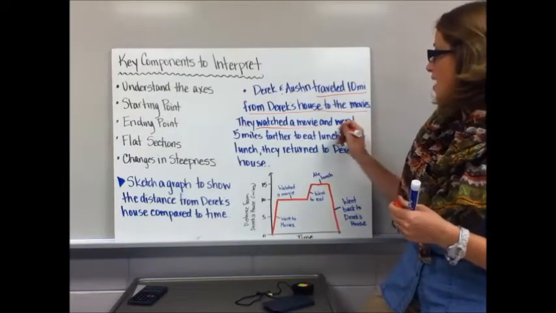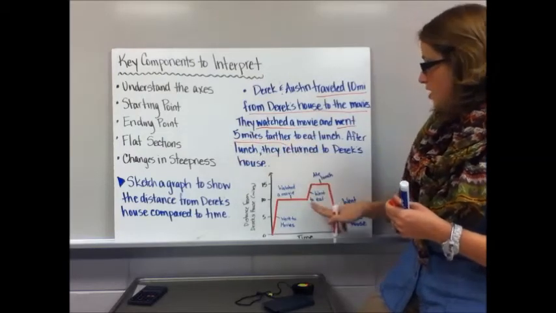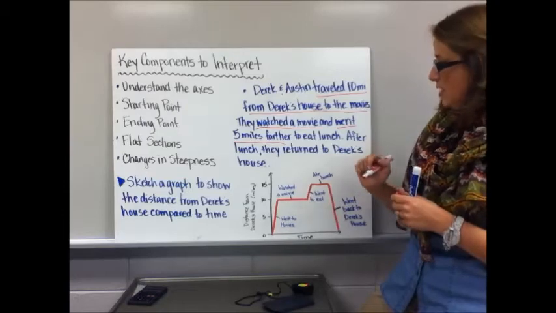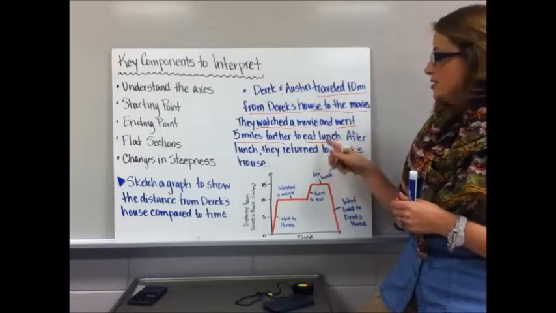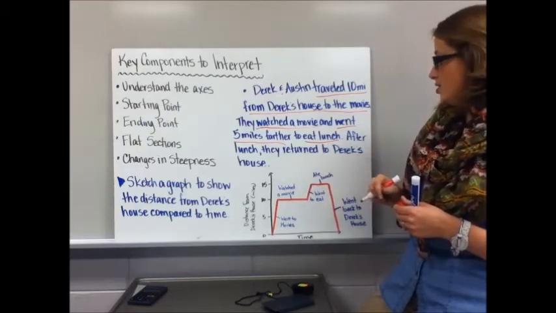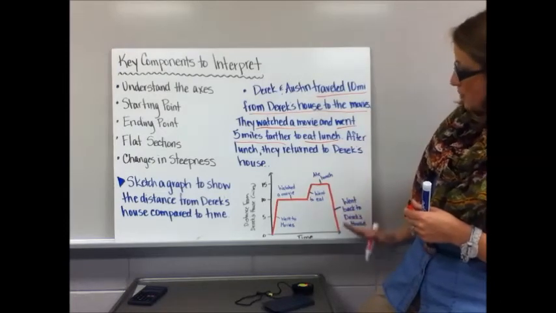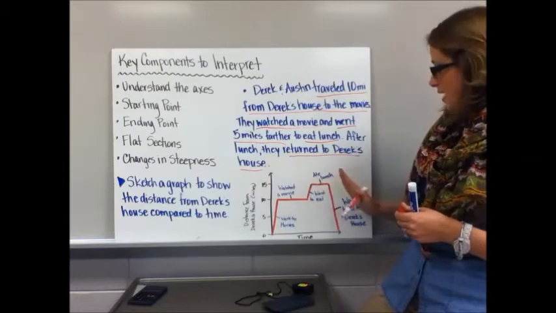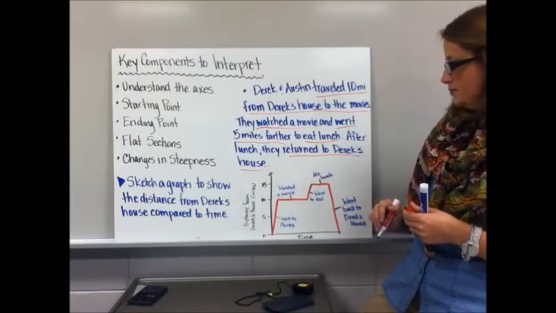And then they went 5 miles farther. So they went 5 miles farther out, so it increases from 10 to 15. They stopped to eat lunch. So this is another flat line. They ate lunch. Then after lunch, they returned back to Derek's house. And that goes all the way down.